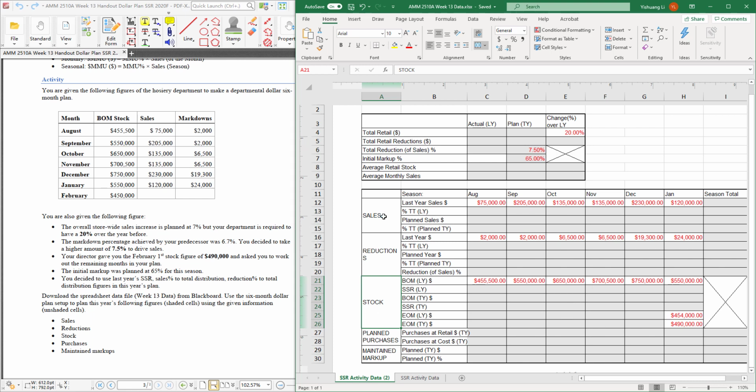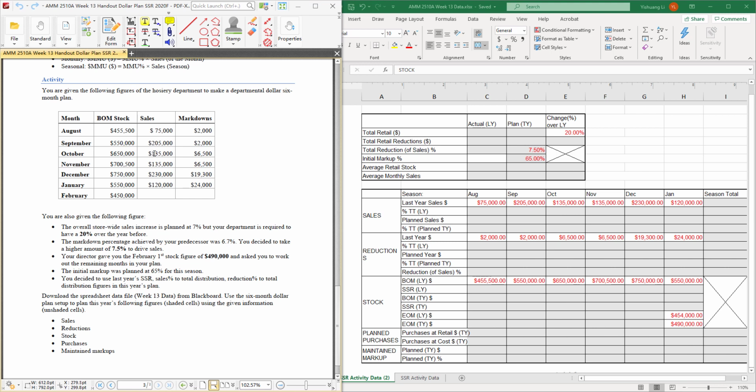Within each section, we know that they all include last year's number and this year's number. Okay. Some of those sections, they do include dollar numbers and also percentage numbers. Well, let's see the case first. The case tells us last year's actual numbers. Okay. It says last year we have BOM numbers, sales numbers, and markdown numbers in this table.